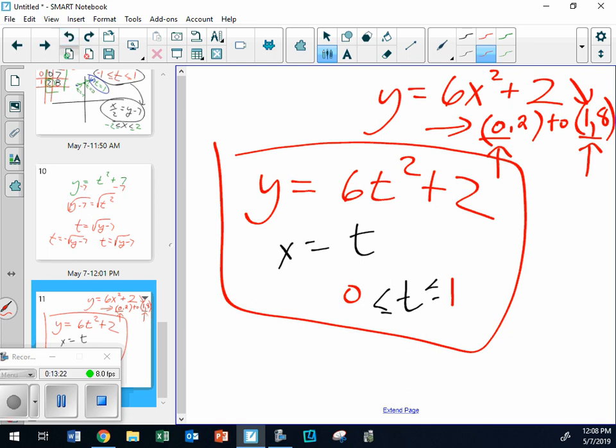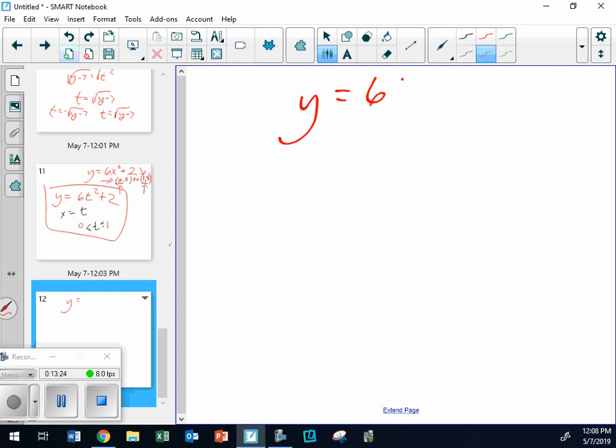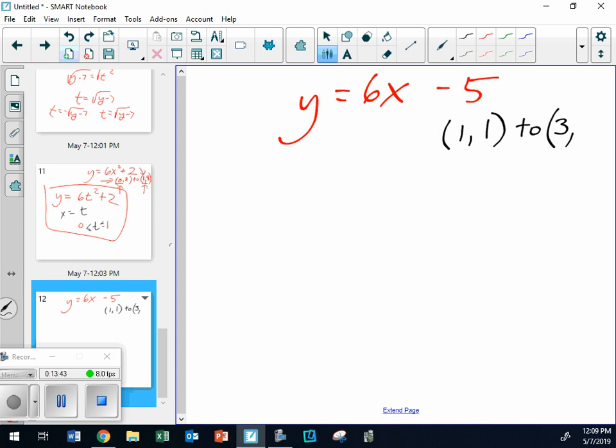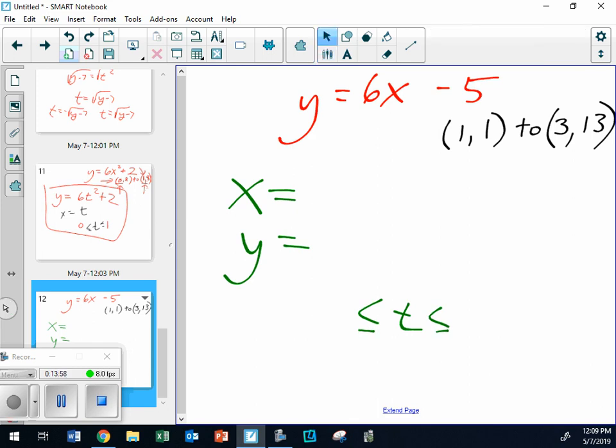All right, so let's make another one. You ready? I think you need to do this from beginning to end. Y equals 6t minus 5. Nope, that would be too easy. This is a rectangular equation, and it could go from 1, 1 to 3, 13. Then you make me a parametric. Pause for a moment while you give that a shot.